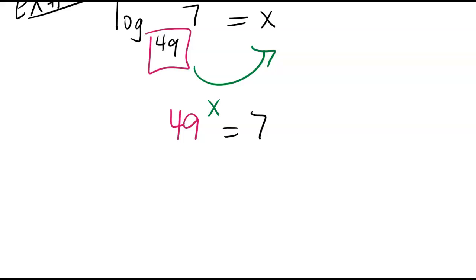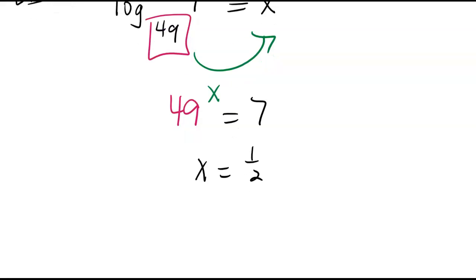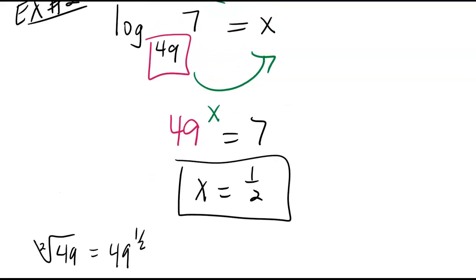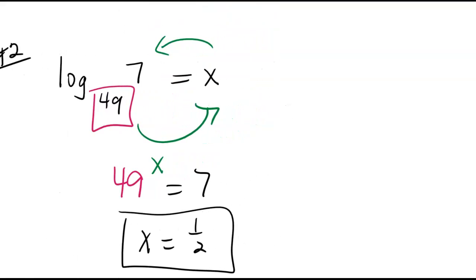All right. And so when we're solving this, well, we know the square root of 49 is 7. So that would mean x has to equal 1/2. Okay. So our properties of radicals, if we remember from our previous chapters, the square root of 49, the square is the index, which is the same thing as 49 to the 1/2. Okay, so x is 1/2 is the answer we'll get. Let me show you how to use the calculator to get that answer.